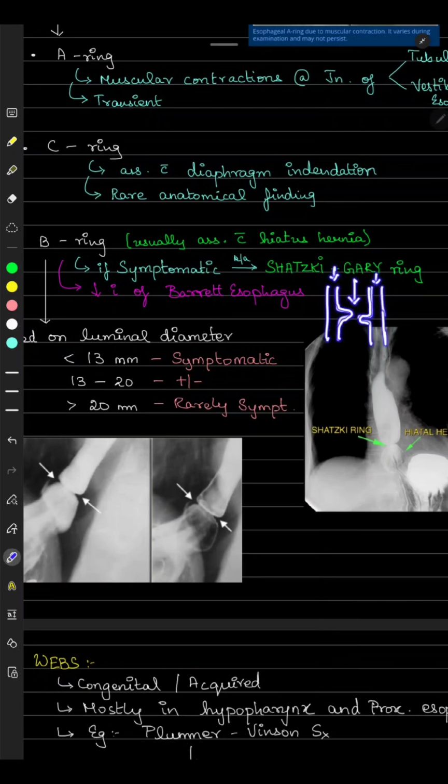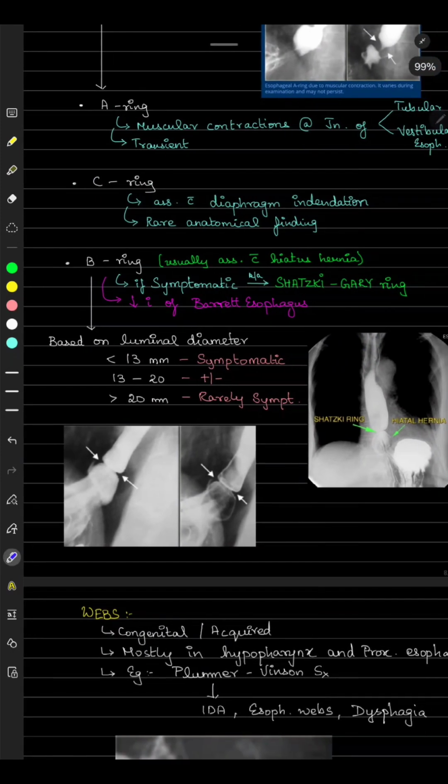Now based on this diameter, how much the luminal diameter is, we have three things. If it's less than 13 millimeter, the patient would definitely be symptomatic. If it's more than 20 millimeter, the patient would rarely be symptomatic, and if it's from 13 to 20 millimeter, it's plus or minus. It could be either symptomatic or asymptomatic. Now, if the patient is symptomatic, that's what we call a Schatzki-Gary ring, or basically a Schatzki ring. If it's not symptomatic, we call it a B ring. If it's symptomatic alone, we call it a Schatzki-Gary ring.